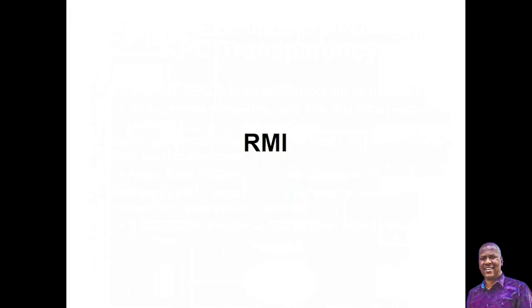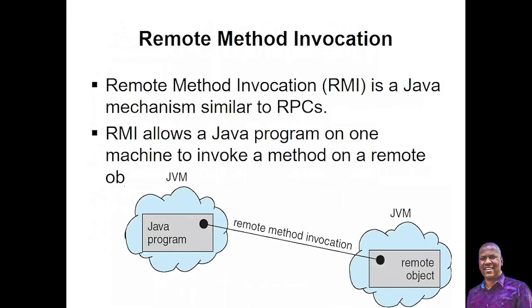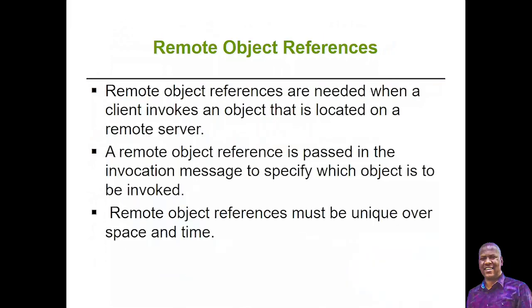Now, the other method of how communication happens remotely between different processes is through remote method invocation. So they're more or less the same as the remote procedure call. But now here we can implement it over some kind of programs such as Java. Like RMI allows a Java program on one machine to invoke a method in a remote object. So through the use of objects, the different processes can communicate.